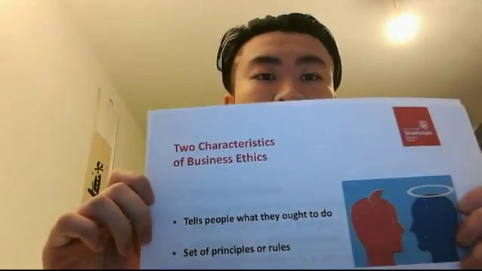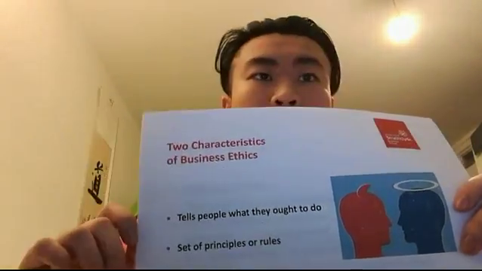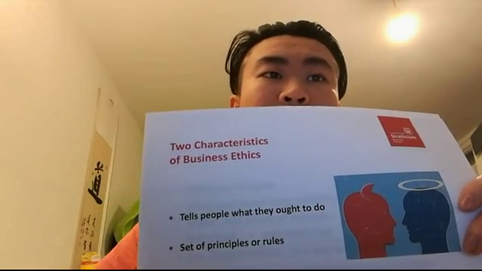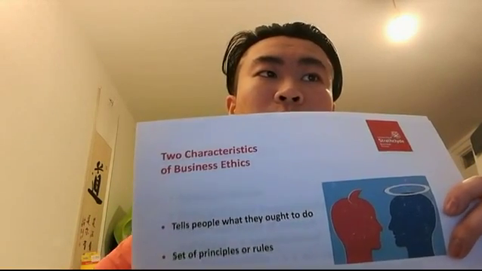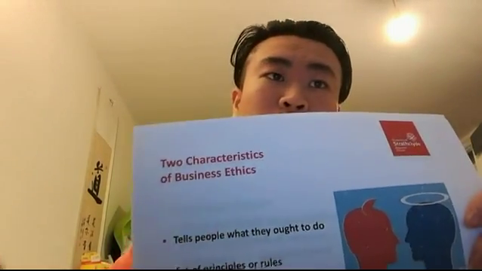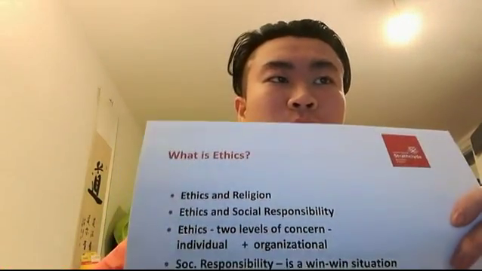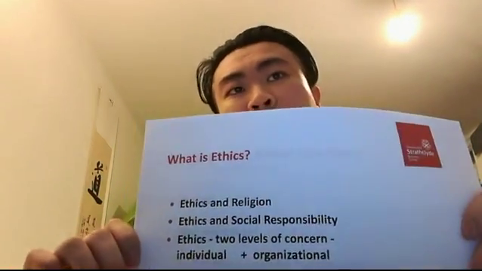The first one is the two characters of business ethics. The first is to tell people what they ought to do and set a principle of rules. The second one is what is ethics: ethics and religion, ethics and social responsibility, and ethics at three levels of concern. And the third one is four important ethical questions.